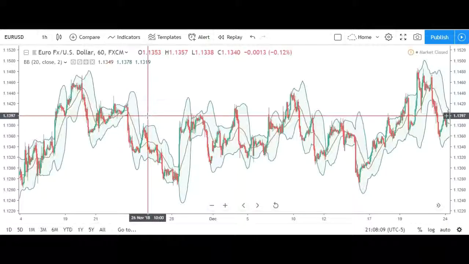Today we're going to be going over trading with Bollinger Bands. Now I just have this set up. I haven't really looked at this chart too much, but I'm going to explain Bollinger Bands to you really quick.